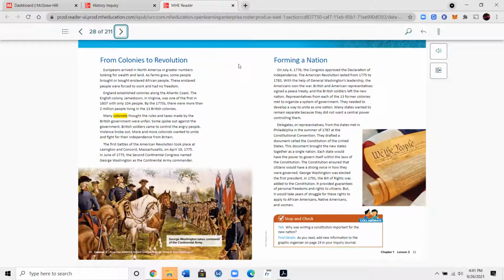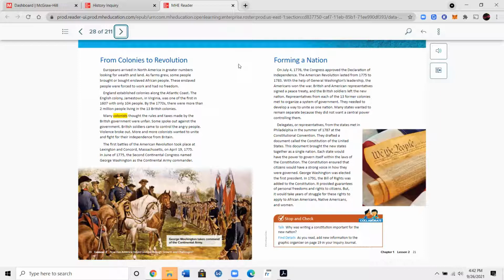From colonies to revolution. Europeans arrived in North America in greater numbers, looking for wealth and land. As farms grew, some people brought or bought enslaved African people. These enslaved people were forced to work and had no freedom. England established colonies along the Atlantic coast. The English colony Jamestown in Virginia was one of the first in 1607 with only 104 people. By the 1770s, there were more than 2 million people living in the 13 British colonies.